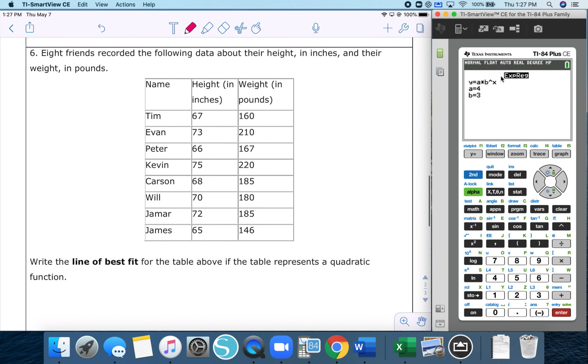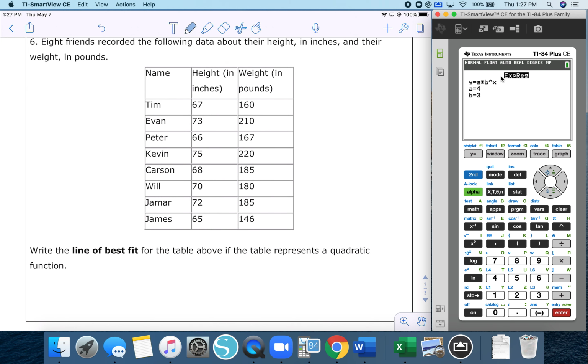Number 6, 8 friends recorded the following data about their height in inches and their weight in pounds. Write the line of best fit. So this one is linear for the table if it represents a quadratic function. Ooh, my bad.